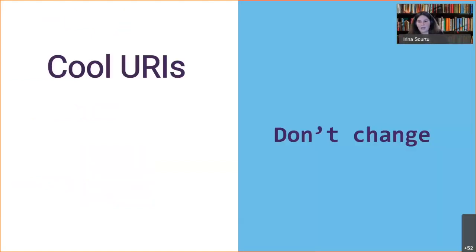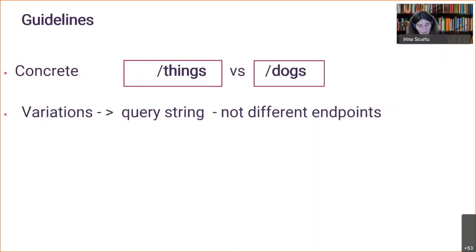And it's another thing in REST, cool URIs don't change. Because once you implement something and you put it on the web, it's very hard to change it in its entirety without breaking existing consumers. And we often should avoid doing that. So as a guideline, when we're talking about naming the endpoints, you should have concrete things, and every variation for that resource should be in the query string. You shouldn't have different endpoints.